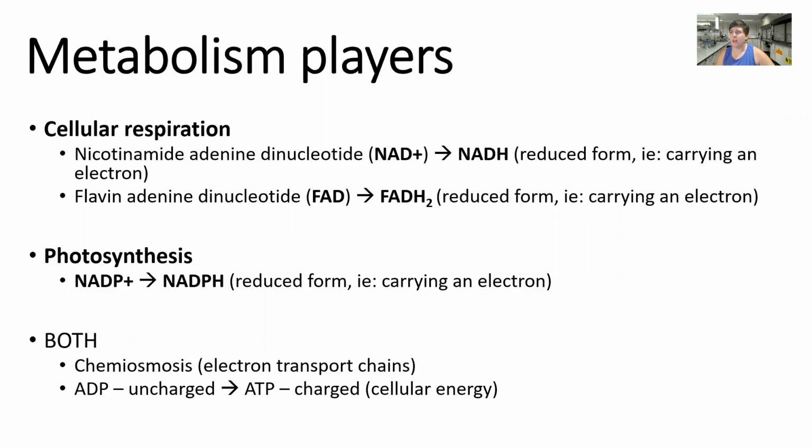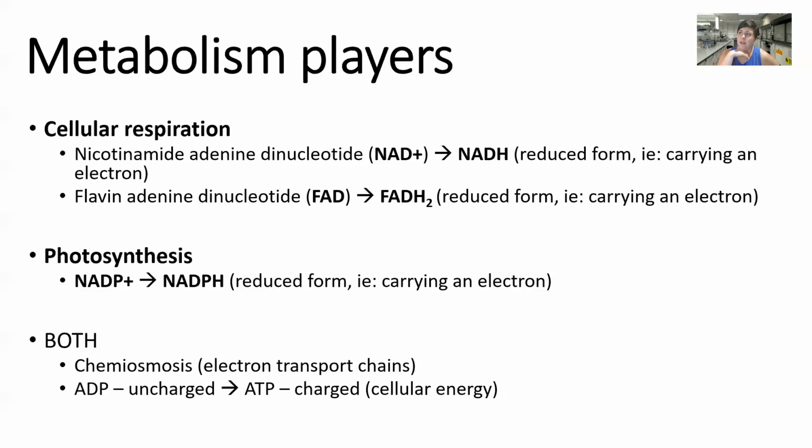So those are the electron carriers. Importantly, again, both of these involve oxidation reactions. They also both have these electron carriers carrying their electrons to an electron transport chain to generate a proton motive force so that we can get a ton of potential energy to generate ATP.